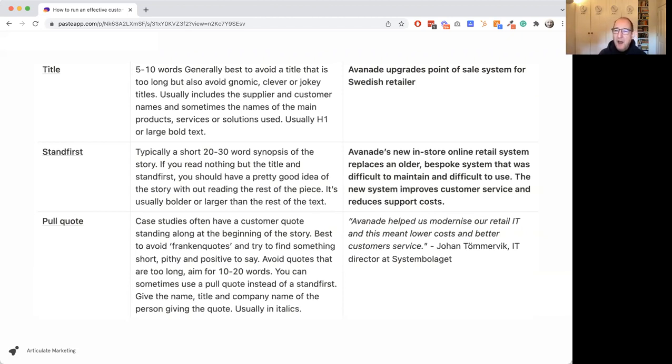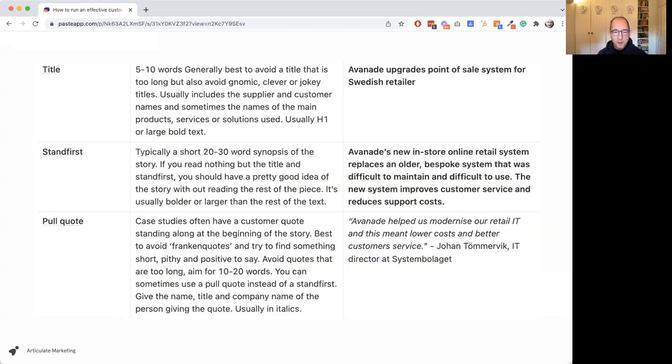But anyway, on the right-hand side I'm using the text of a very old case study that I wrote for Avanade like a million years ago, just because it's long redundant, so I thought it would be a good example. If you have a short heading title, I like to put in a stand first, the first paragraph of the piece that actually does tell the story. It's quite a useful technique, because then you can read the title, read the stand first, and you've got the gist of it.